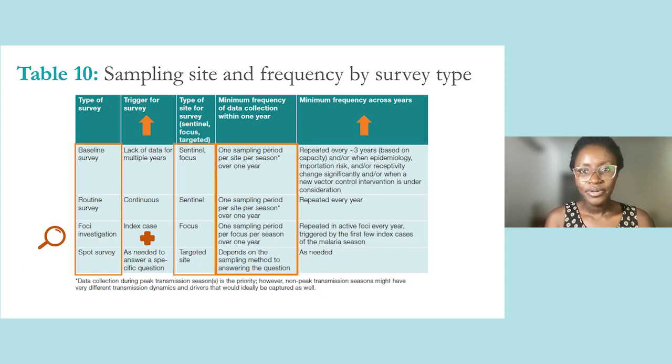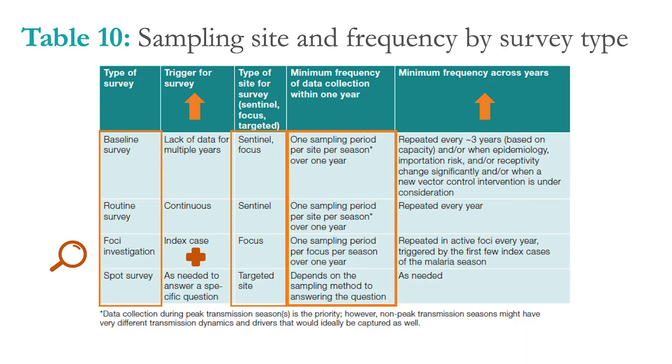Table 10 provides more information on each of the four survey types by showing the sampling site and minimum sampling frequency within a year by different survey types. The first column to the left indicates the four survey types. The second column suggests triggers for initiating a given survey type. For example, a focus investigation might be needed because an index case was reported. The last column in the table indicates the minimum frequency of sampling across years.